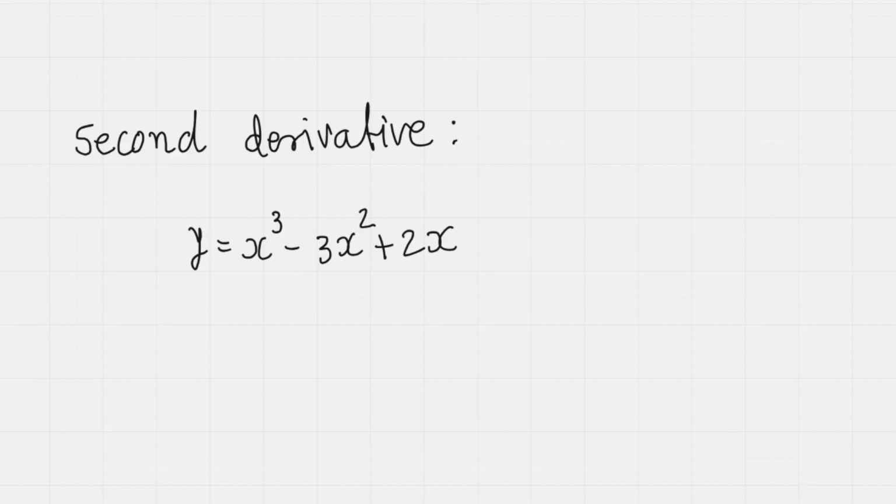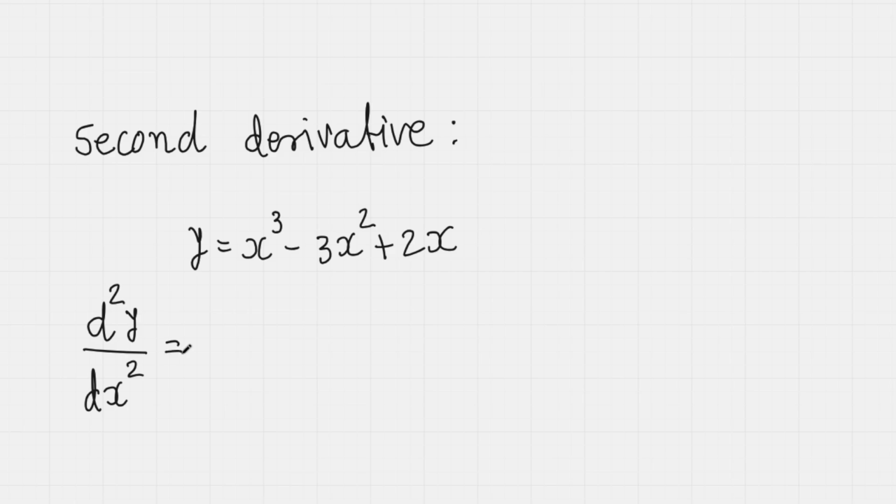Today we are going to learn how to find the second derivative. Okay, so the second derivative can be denoted as d2y over dx square. This is the second derivative of y with respect to x.